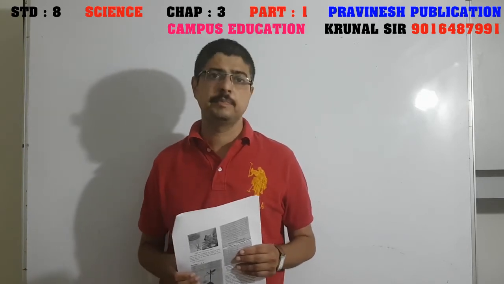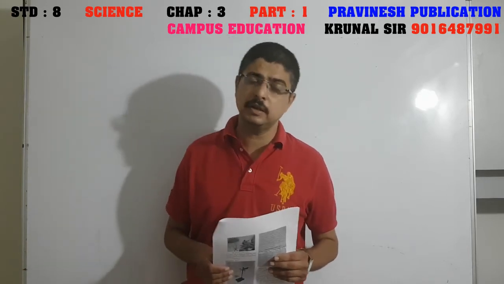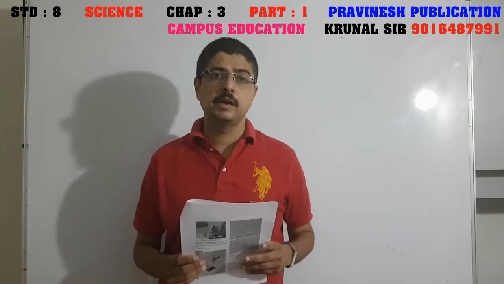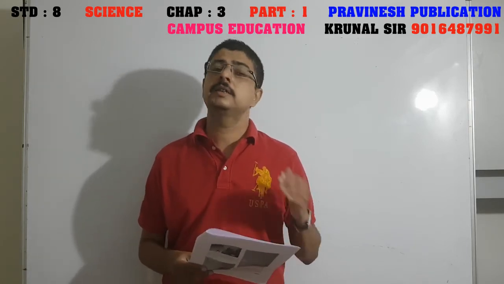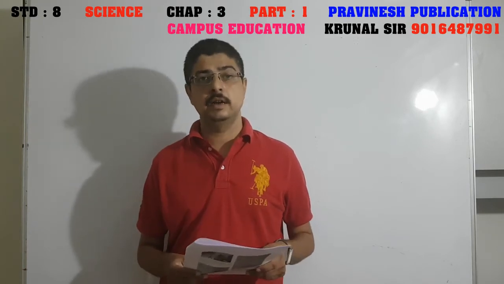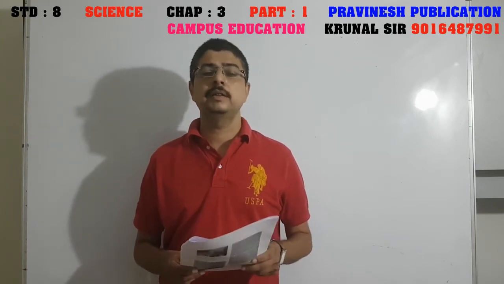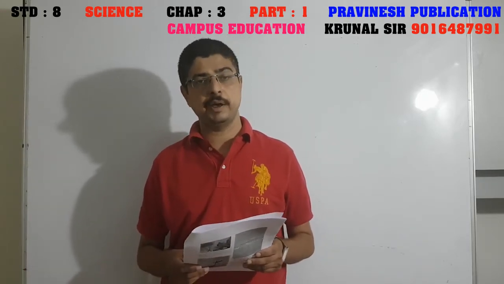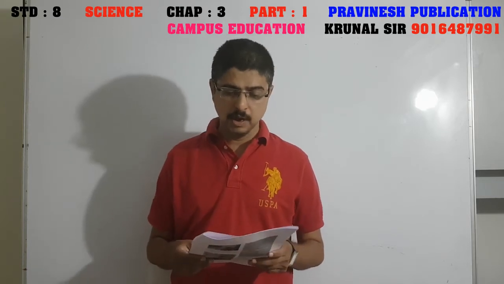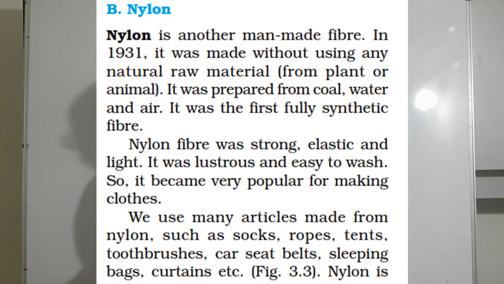But other countries, other scientists, made another artificial fiber that is called rayon, which has the same property as silk. So rayon and silk look similar, but silk is a natural fiber and rayon is an artificial fiber, that is, synthetic fibers. Now second, B, nylon.